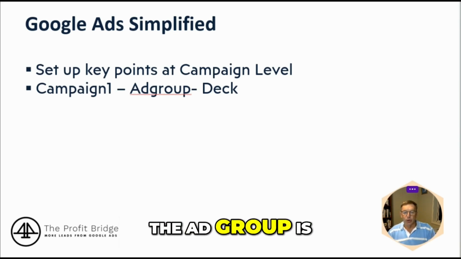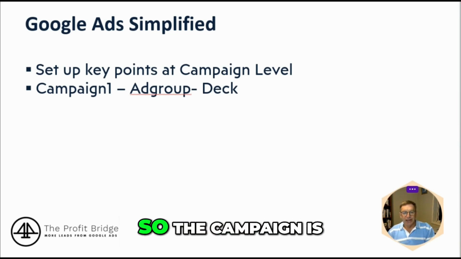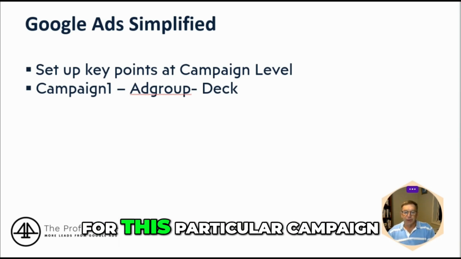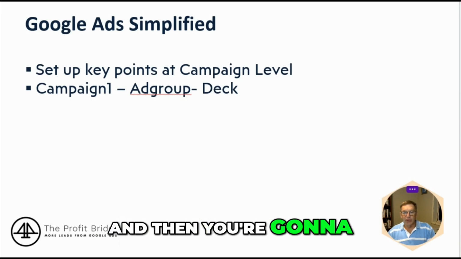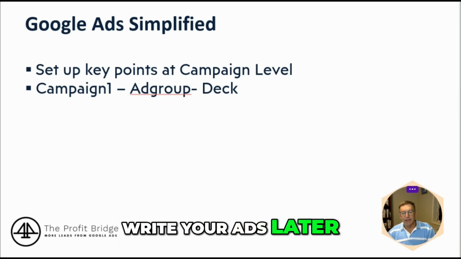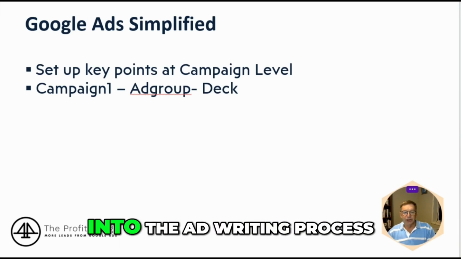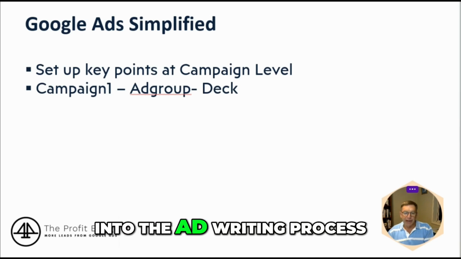So we're in a campaign called number one, whatever it is. The ad group is called Deck, right? So it works from campaign to ad group to ads. The campaign is at the top level. The ad group is where we're going to theme it under Decks only for this particular campaign, and then you're going to write your ads later, once you get into the ad writing process.